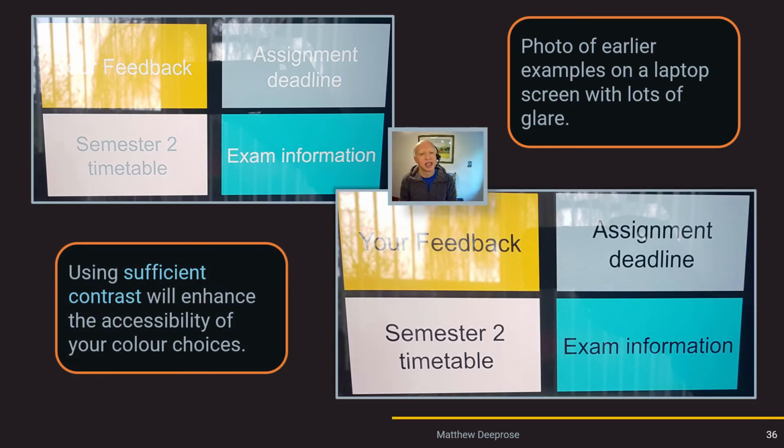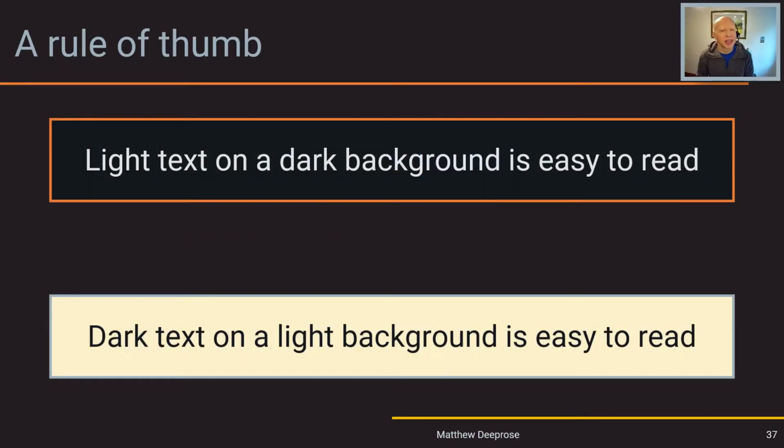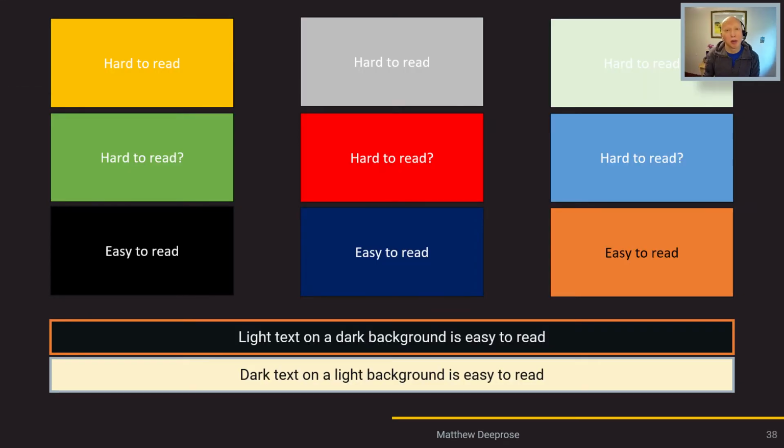Now we have examples where the text has sufficient contrast. Although screen glare still makes it difficult to read, I think most would agree that it is easier. So a rule of thumb is that light text on a dark background should be easier to read, and conversely, dark text on a light background is easy to read. But it can get more tricky when we look at specifics.